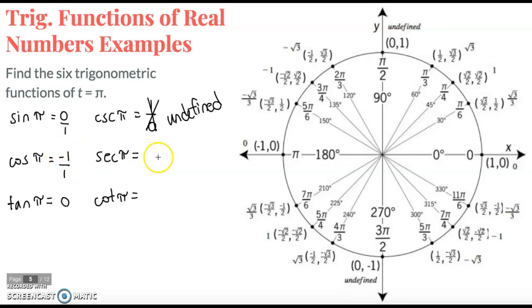-1, when I find the reciprocal of that, I'll still get -1, so that's fine. And then same thing with tangent. Technically, to find tangent, we did 0 over -1, right? Y over x. So when I flip that, you still end up with a 0 in the denominator, so it's still undefined.